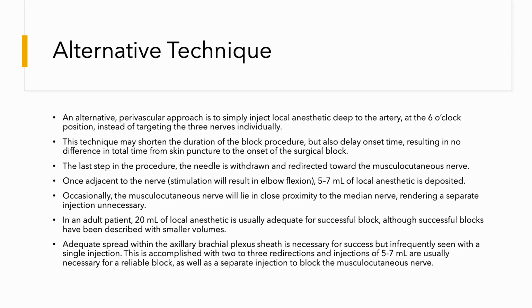An adequate spread within the axillary brachial plexus sheath is necessary for success, but infrequently seen with a single injection. This is usually accomplished with 2 to 3 redirections, and injections of 5 to 7 mLs are necessary for a reliable block, as well as a separate injection to the musculocutaneous nerve, as we discussed.